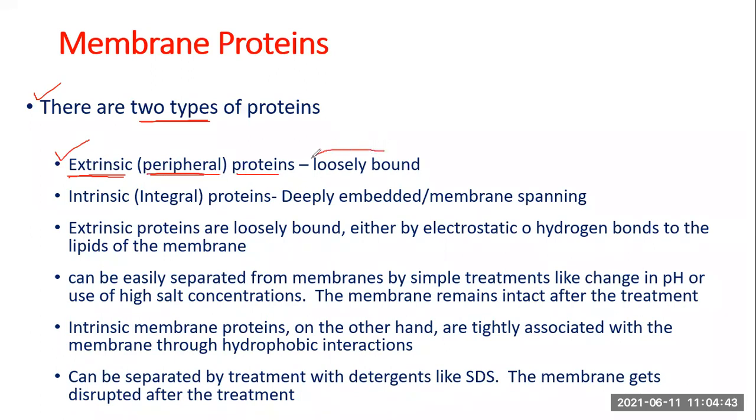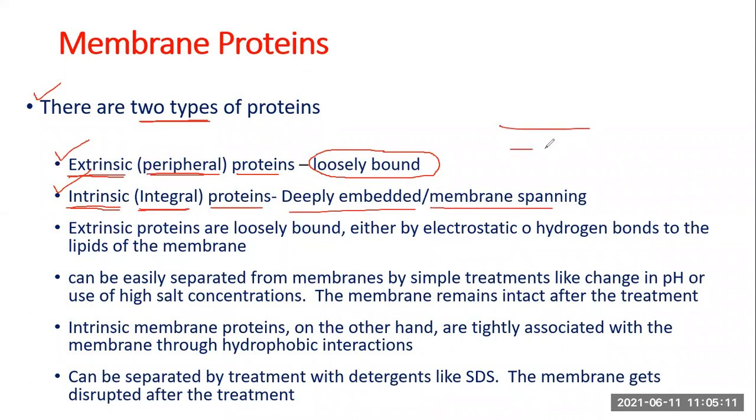What does it mean? It means that they are loosely bound. They are loosely attached to the biological membrane. Please remember this terminology, extrinsic or peripheral. And the second group is called intrinsic or integral proteins. And they are deeply embedded or they span the entire width of the membrane.